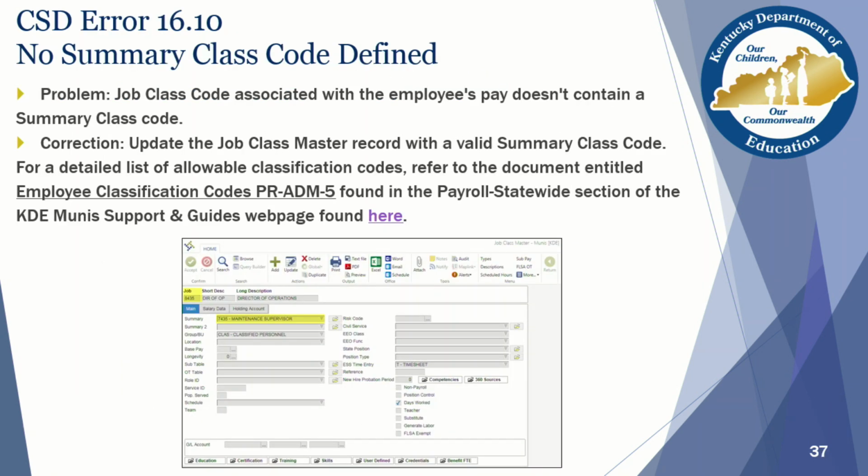Error 1610 is no summary class code defined. The problem here is that the job class code associated with the employee's pay doesn't contain a summary class code. To correct that, you simply want to go into the job class master and provide an accurate and valid summary class code.